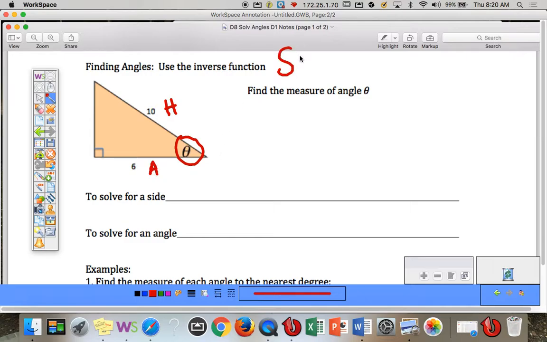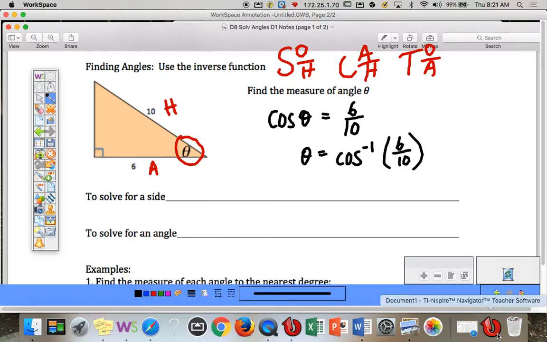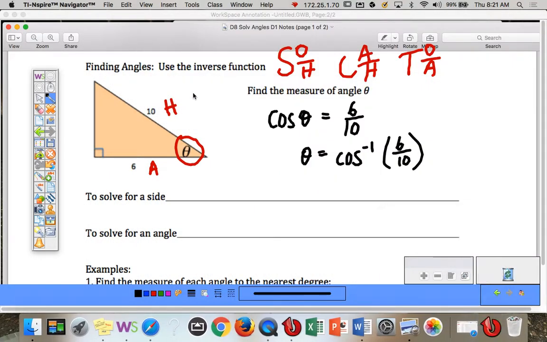So again, if we think about SOHCAHTOA, we have adjacent and a hypotenuse, so this is cosine. So we're going to say cosine of our angle, theta, equals adjacent over hypotenuse. To get rid of the cosine, to get theta by itself, we do something called the cosine inverse. So this will be cosine inverse, looks like a little exponent, -1 of 6 over 10. And that's it. You can type that in your calculator, cosine inverse of 6 over 10, and this gives us our angle. So that angle is about 53.1 degrees.